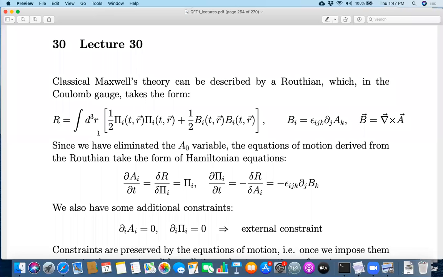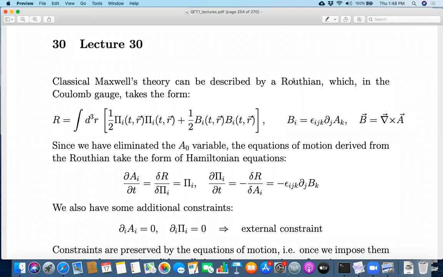Okay, so if not, let me begin. What we learned last time is that if we have classical Maxwell's theory, then we can describe it in terms of the Rauthian, where we treat the field A0, the zeroth component of the vector potential, in the Lagrangian formulation, whereas all the spatial components A1, A2, and A3 in the Hamiltonian formulation.